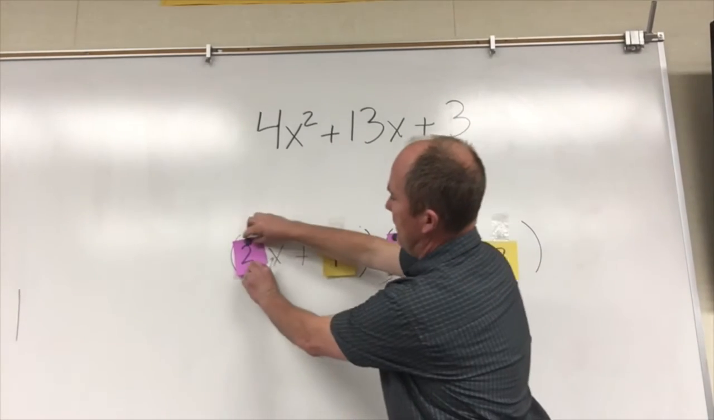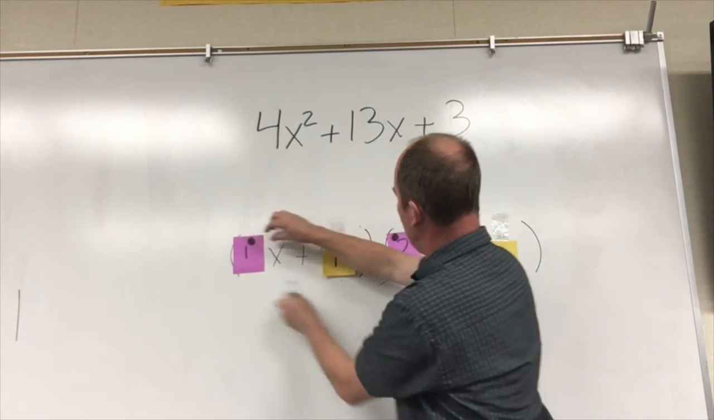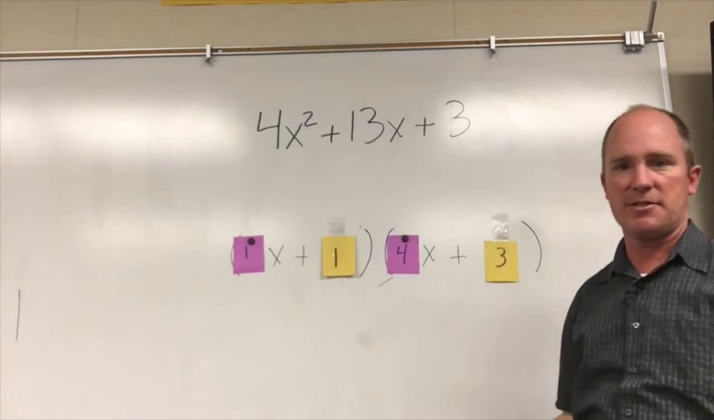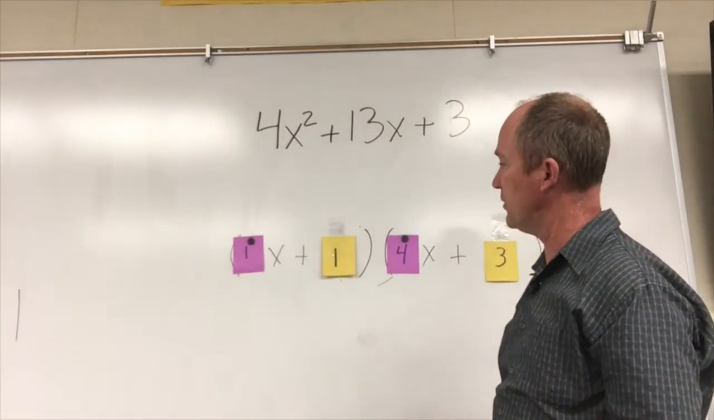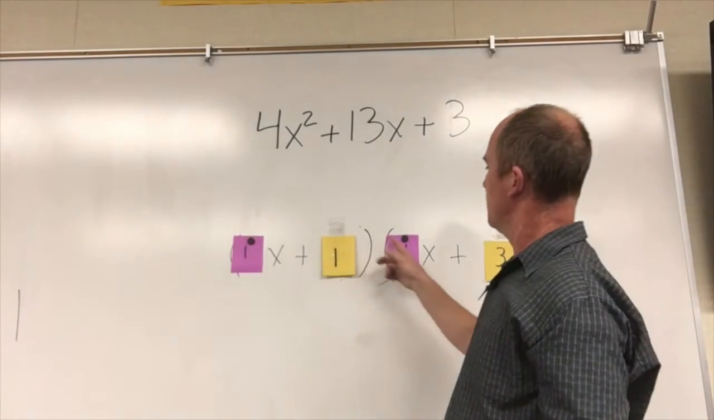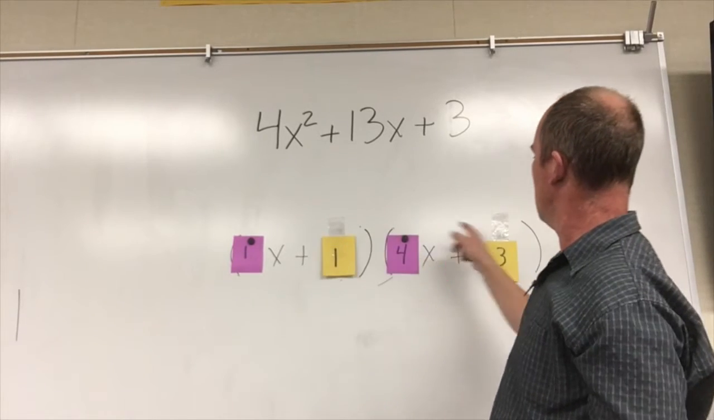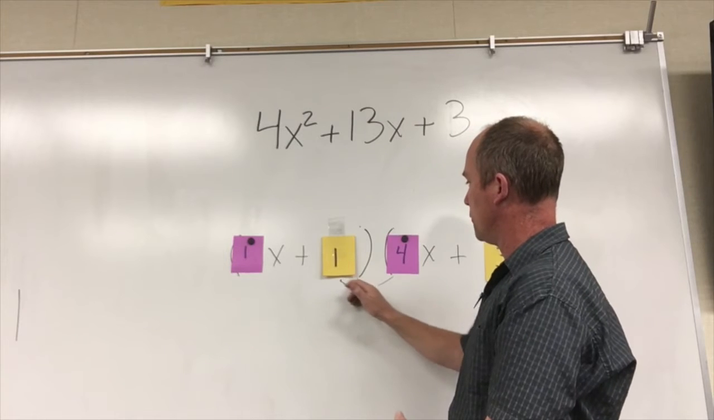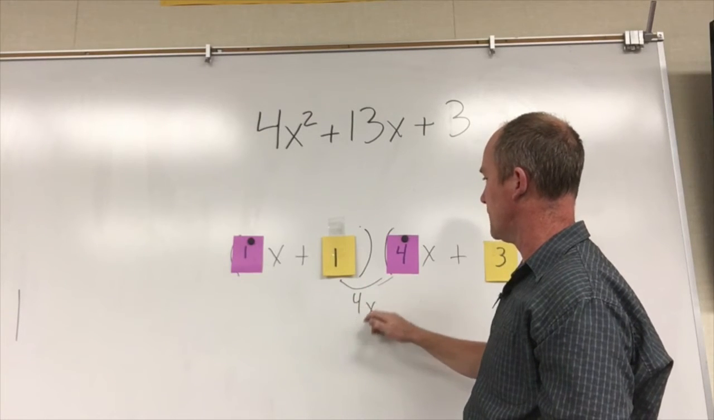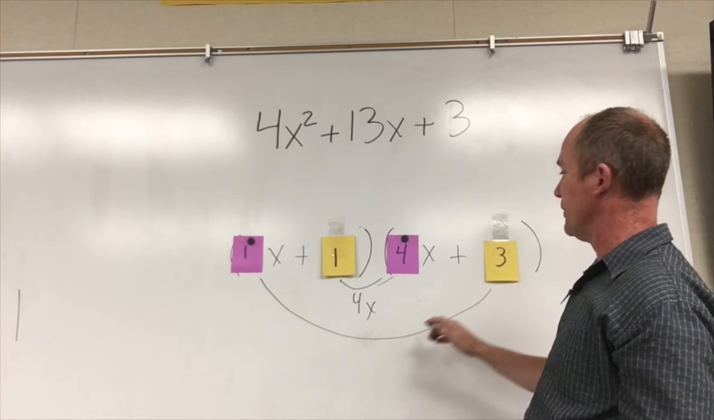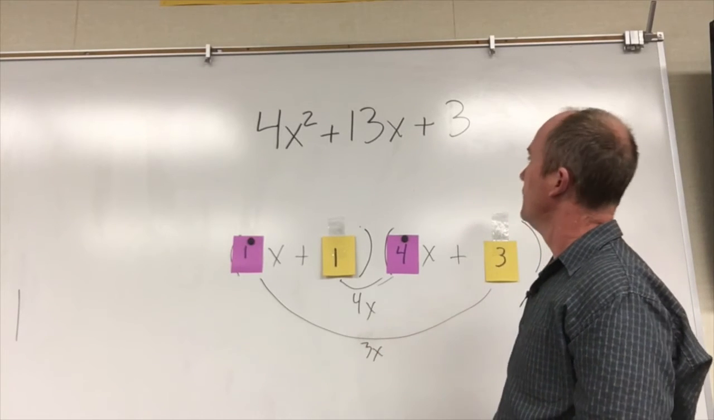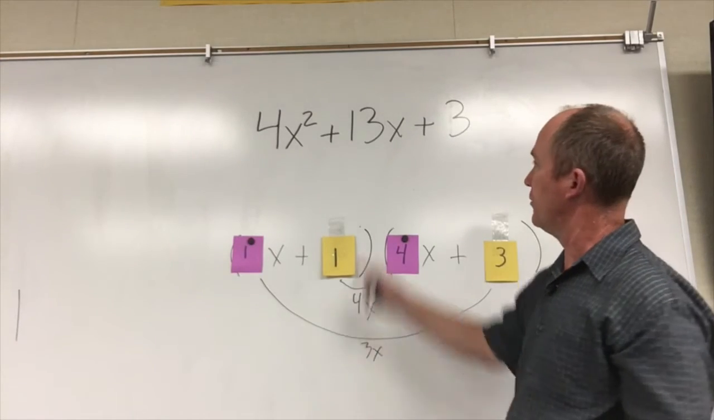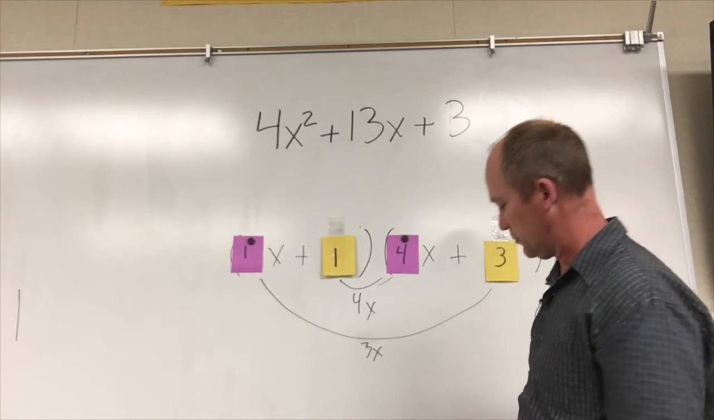Now we have to look at our other options for getting 4. I just exhaust them and go through all my different options. 1 times 4 is going to be my 4x, and 1 times 3 is going to be my 3. Now I just have to figure out whether the middle part works out. 1 times 4 is 4x, and 1 times 3 is 3x. When I do that, 4 plus 9 doesn't come out to 13x, so that doesn't work either.